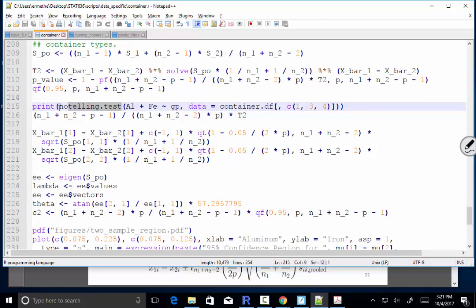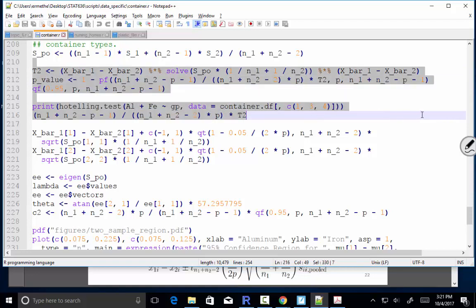There is a built-in function that you can use for 2 sample T-squared tests. My recommendation when working problems like this is to do it manually, like write your own code just like I did up here, and use a built-in function. You should be able to match the built-in function. And then you have a little bit of confidence that comes from being able to do it yourself. And it's always good to match what a built-in function does.